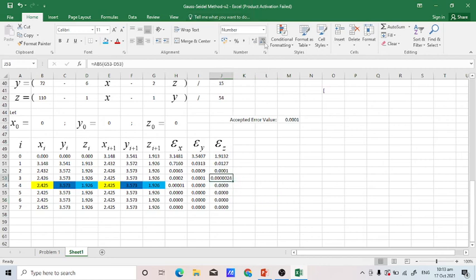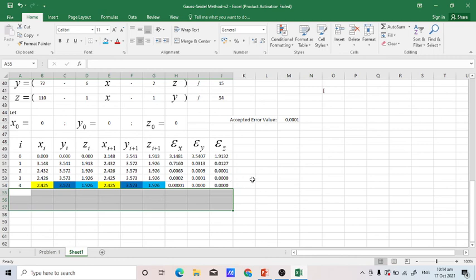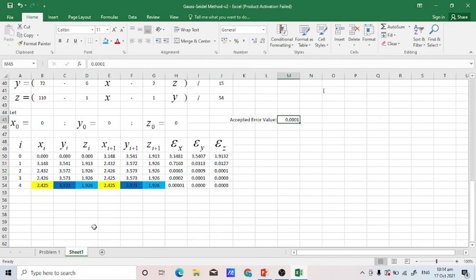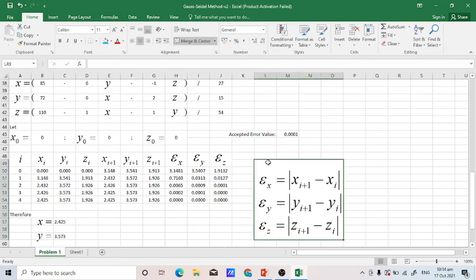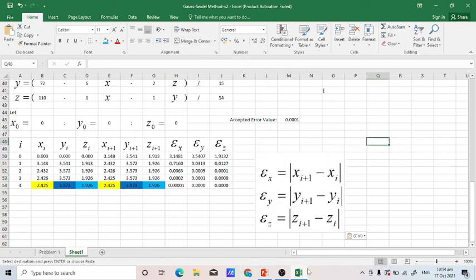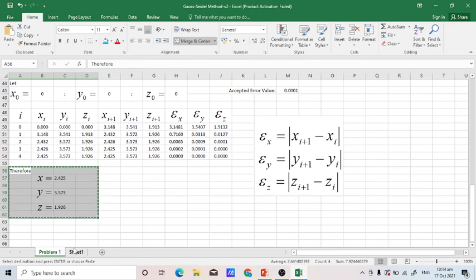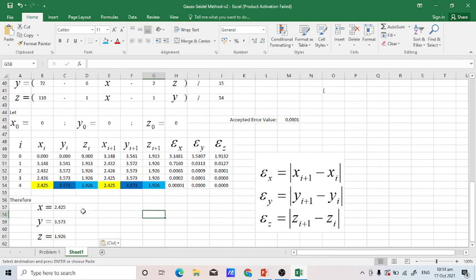So, balik na natin. Ibig sabihin yan, pwede ko nang burahin ito. At yan na yung mga sagot ko. Pa-finalize ko lang, okay? So, 1.926. Kasi ito yung accepted error value ko. Okay, note the following. Therefore, ito yun. So, therefore, x equals 2.425. Ganito lang yan.